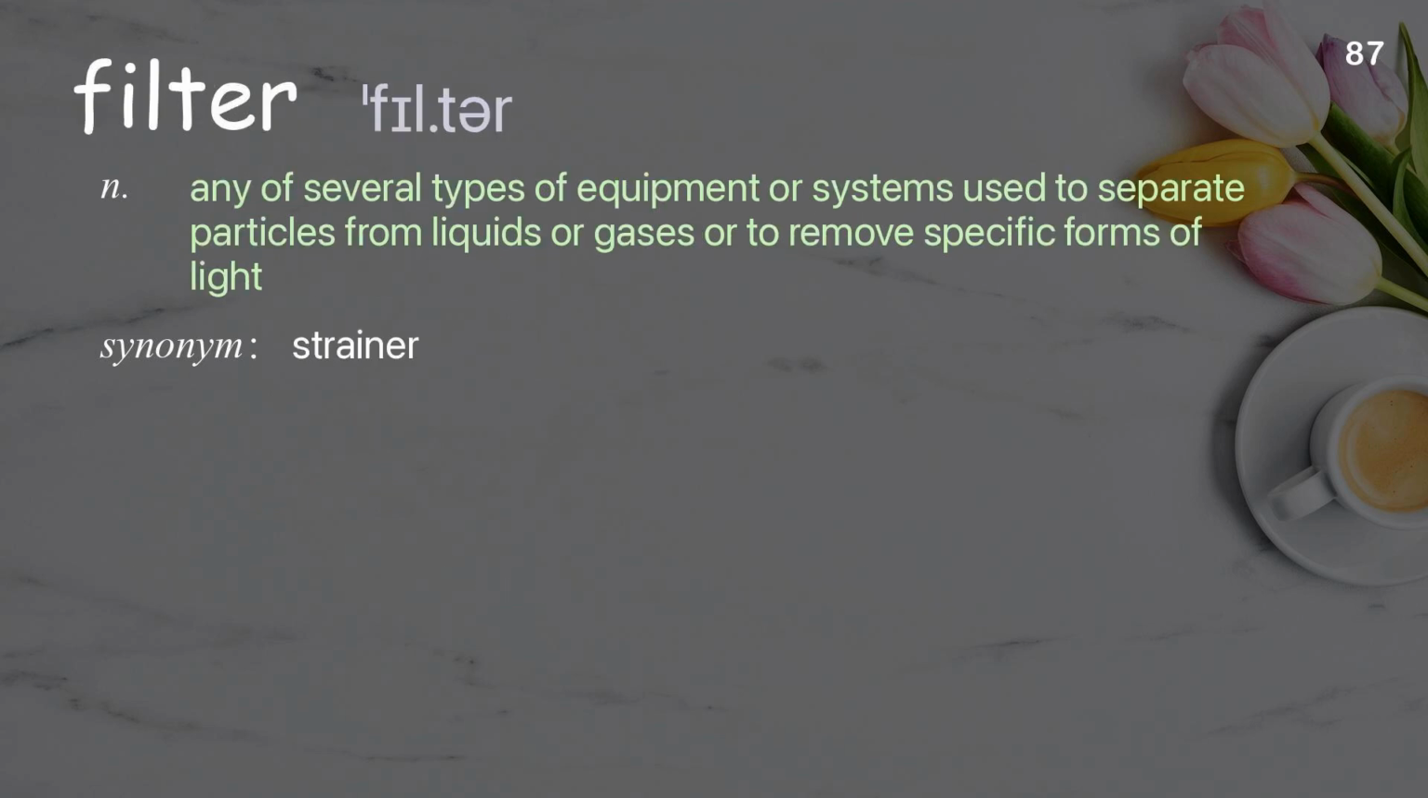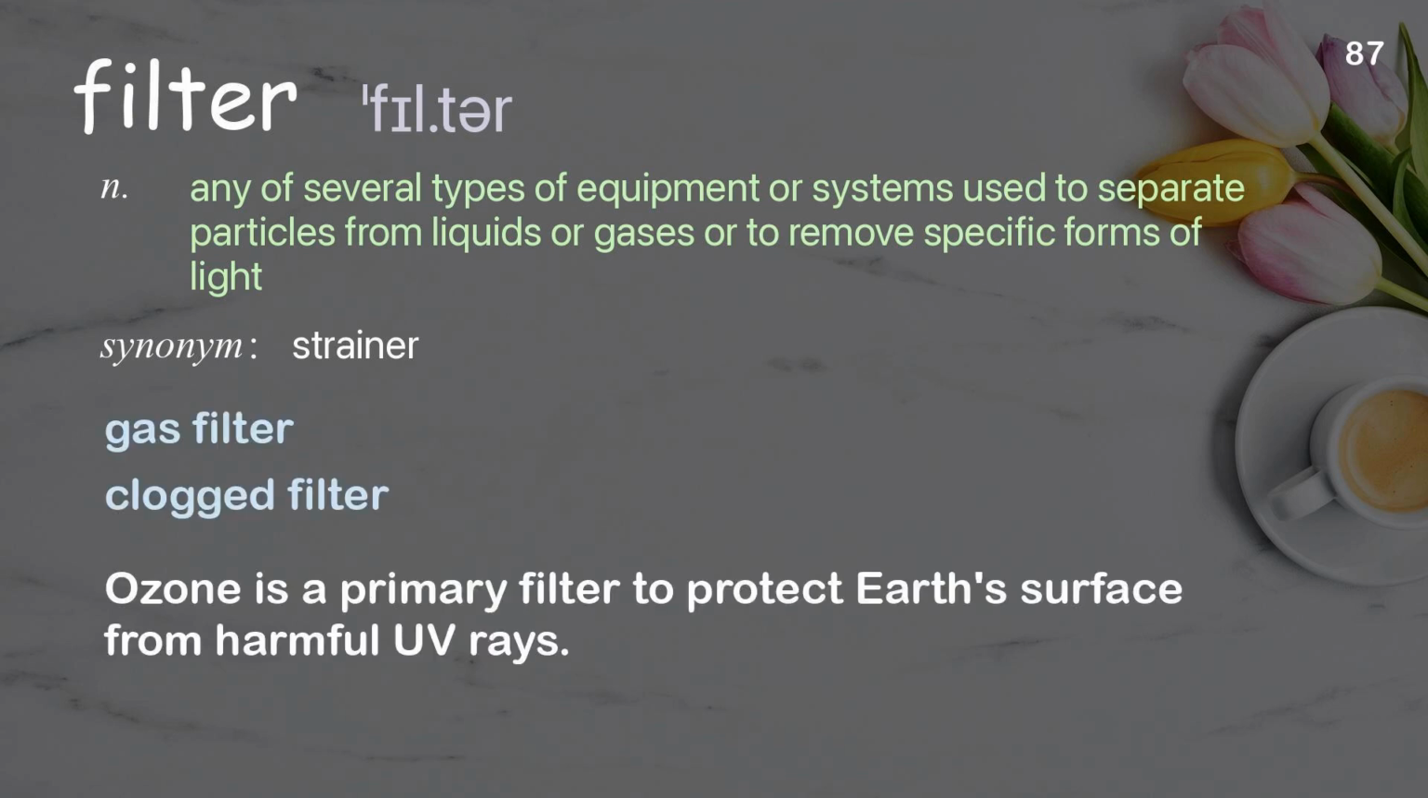Filter. Any of several types of equipment or systems used to separate particles from liquids or gases or to remove specific forms of light. Examples: Gas filter. Clogged filter. Ozone is a primary filter to protect Earth's surface from harmful UV rays.